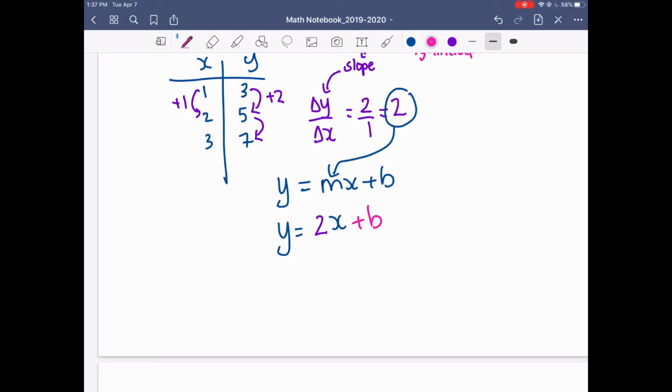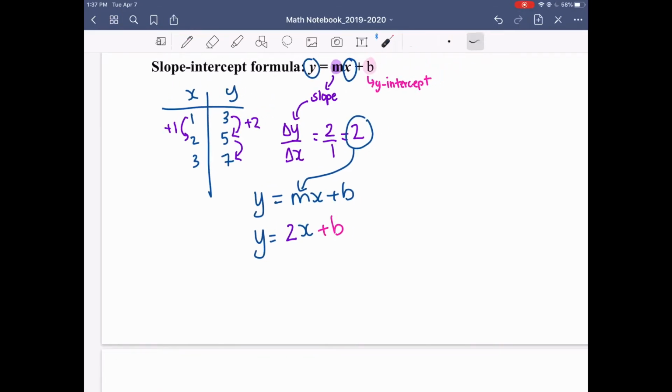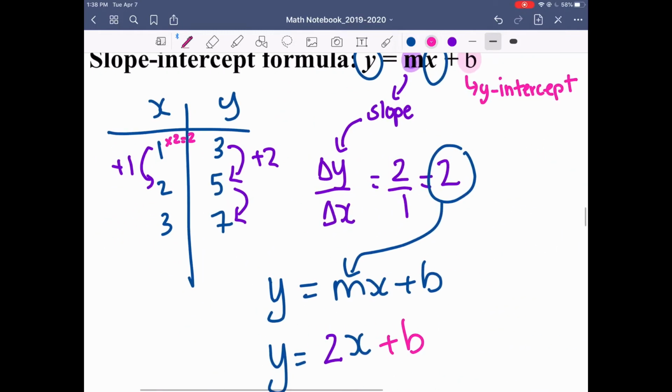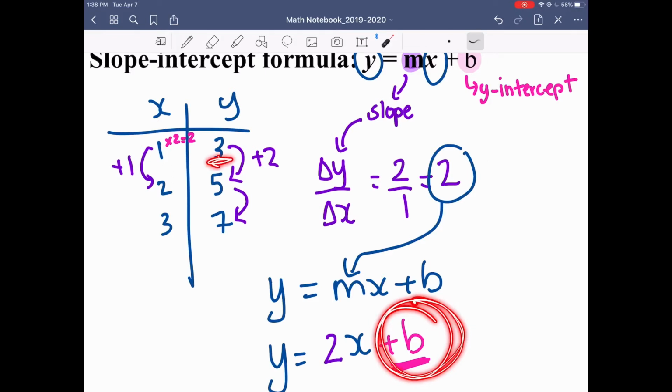So to figure out what b is using a table of values, all you have to do is plug this formula in and see what's missing. So this is saying that to get y, you just have to take x and multiply it by 2. And then add a number, but we need to figure out what that number is. So let's look here at our table. In order to get y, it's saying take x and multiply it by 2. So 1 times 2 is 2. So what would I have to add right here? What would be my plus b in order to get me the y value? Well, in this case, I would have to add 1.